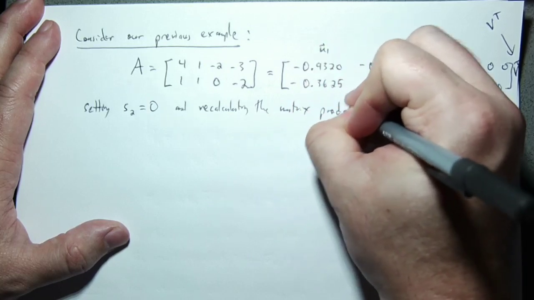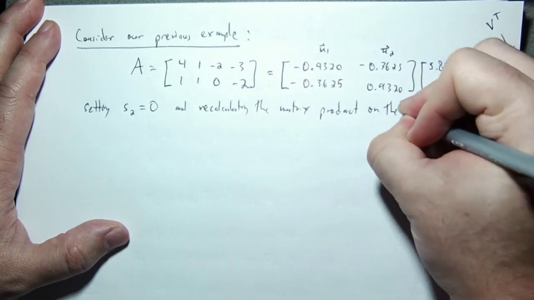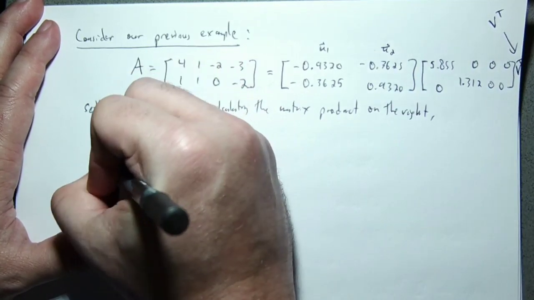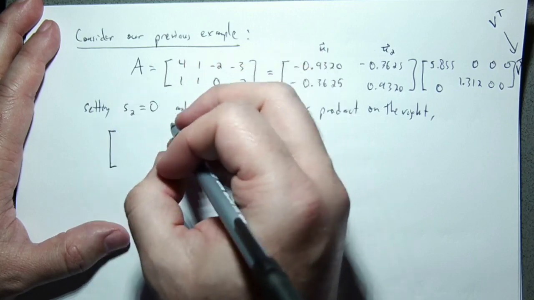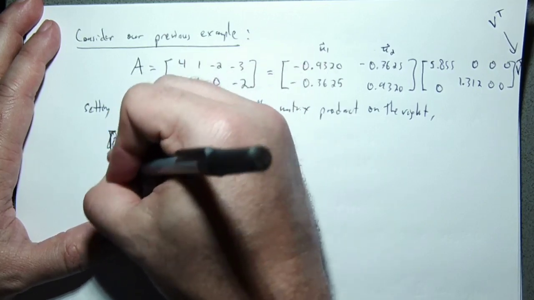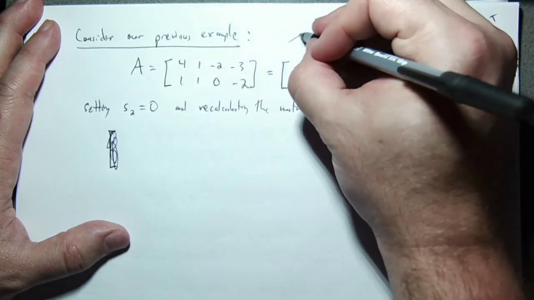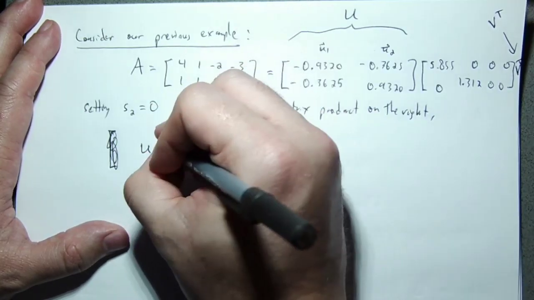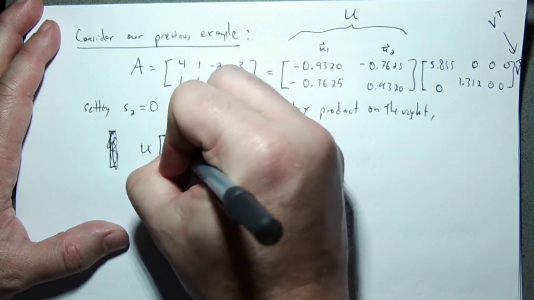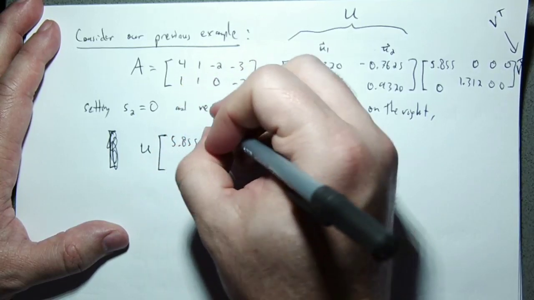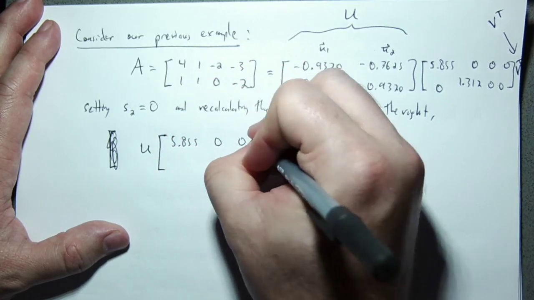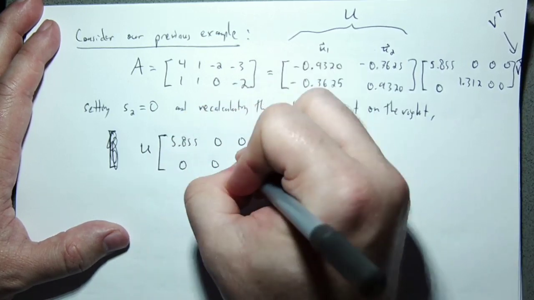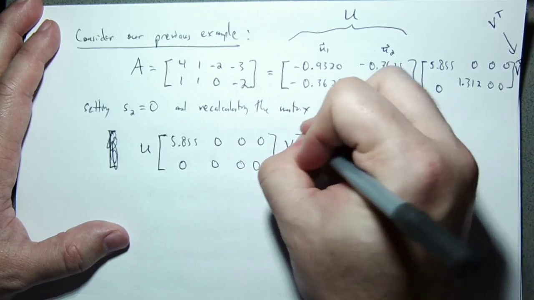On the right, what do I get? I'm not going to recopy this. I'm just going to say this is U, so this would be U times 5.855, 0, 0, 0, and then the remaining entries here are zeros, times V transpose.